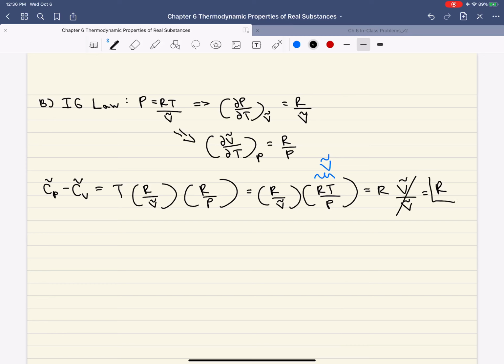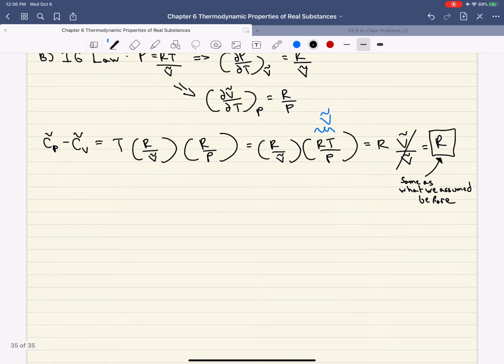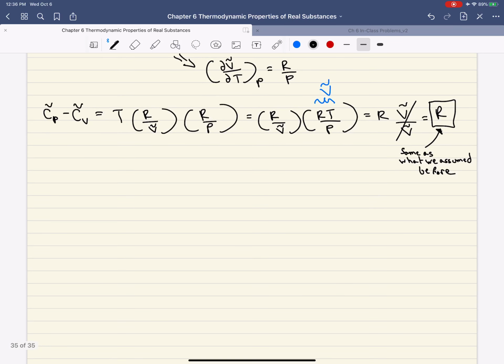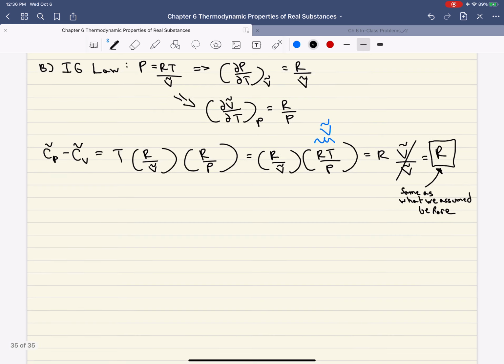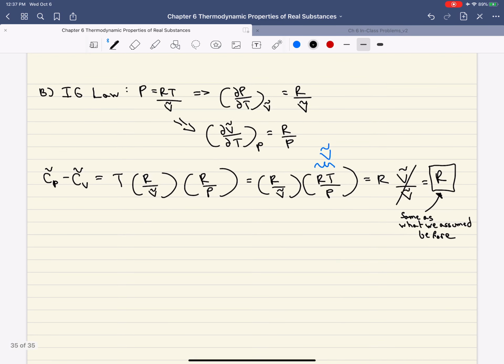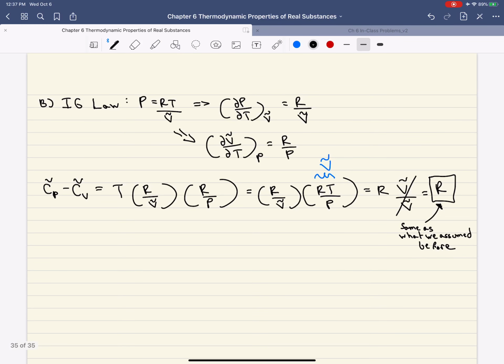Okay? And so that's why, if we assume we have an ideal gas, then the difference between Cp and Cv would just be the gas constant, same as what we assumed before. Okay. All right, so that's a proof of why the difference between the constant pressure and constant volume heat capacities for an ideal gas is just equal to the gas constant. All right, so that's how we could apply that Cp minus Cv equation for an ideal gas, but we could also apply it for liquids as well. Okay?